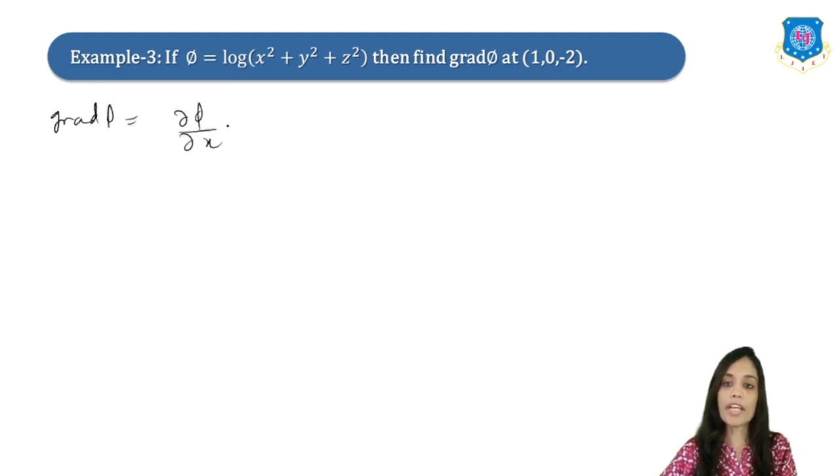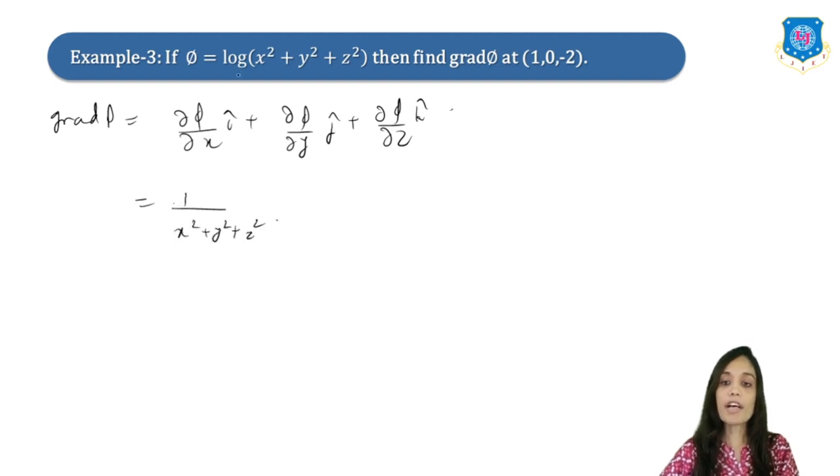It is del phi by del x i cap plus del phi by del y j cap plus del phi by del z k cap. So the derivative of log will be 1 upon x square plus y square plus z square. Now we have to evaluate with respect to x. So using chain rule, these two will be constant and derivative of x square will be 2x, right?